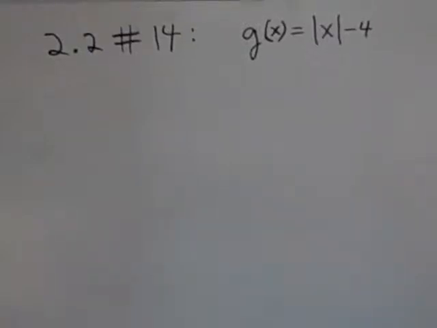For this problem, we're given a function g, defined as the absolute value of x minus 4, and asked to graph that. They don't specify over what values to graph it, but they want us to come up with the domain and range of this function also.